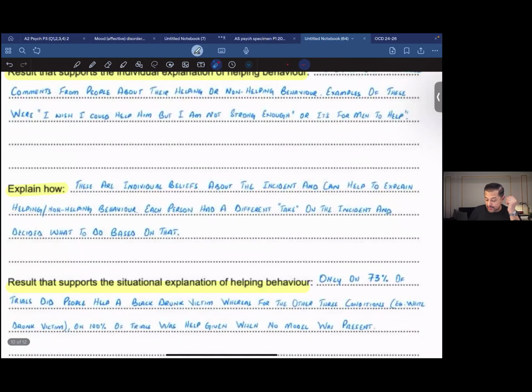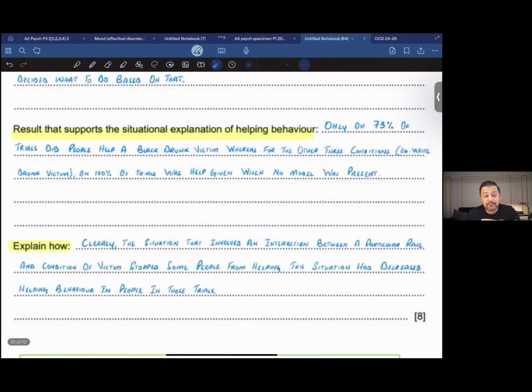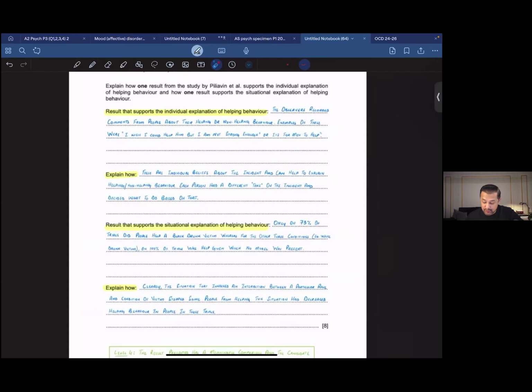Moving on. Results that support the situational explanation of helping behavior. Only on 73% of trials did people help a black drunk victim, whereas for the other 3 conditions, for example white or drunk victim, on 100% of trials help was given when no model was present as well. So this supports the idea that the situation, to quite an extent, is responsible for individuals behaving the way they do. Clearly the situation that involved an interaction between a particular race and condition of victims stopped some people from helping, and decreased helping behavior in people in those trials. Now you can always pause, and you might want to copy this down. This would help you understand what to expect in your CIEs and understand how to score full marks.